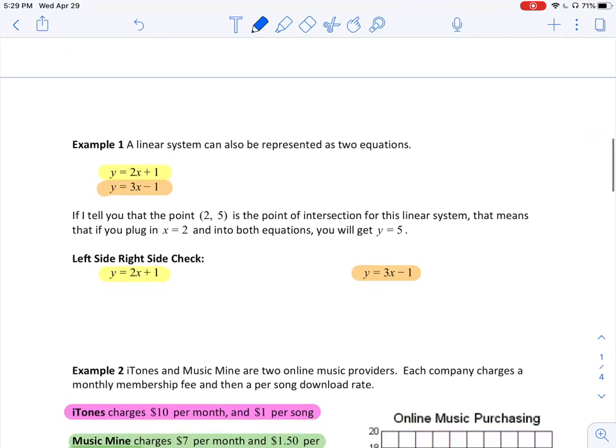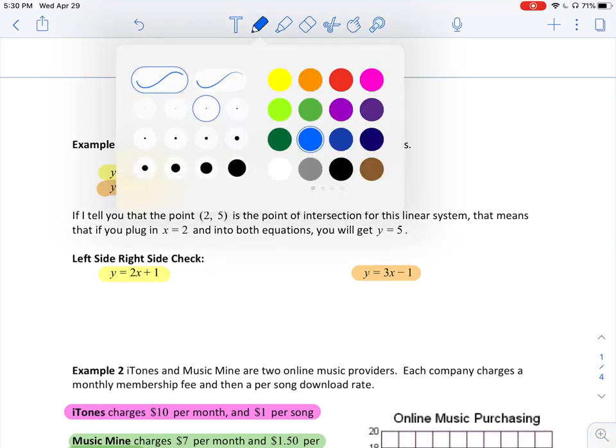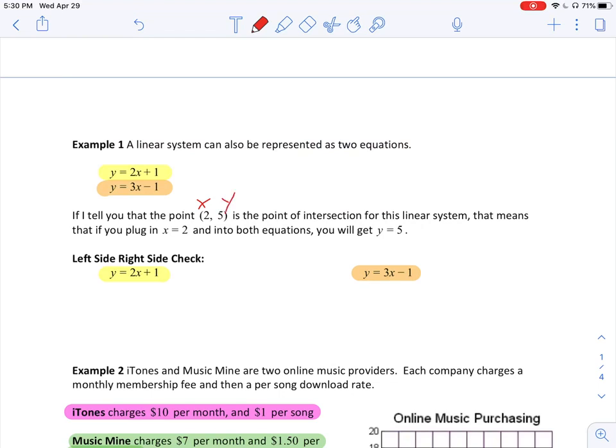So in our examples here, a linear system can be represented as two equations. We have one equation, y equals 2x plus 1, and we have another equation, y equals 3x minus 1. So if I tell you that the point (2, 5) is the point of intersection for the linear system, basically that means if I plug in the x value and the y value into both of these equations, we're going to get the same balance, or they're both going to balance out. So I'm going to quickly identify my x and my y: x is equal to 2, and you will get y is equal to 5.